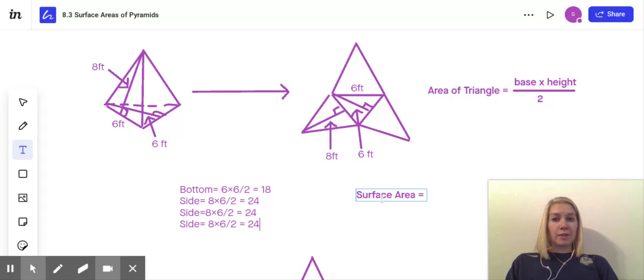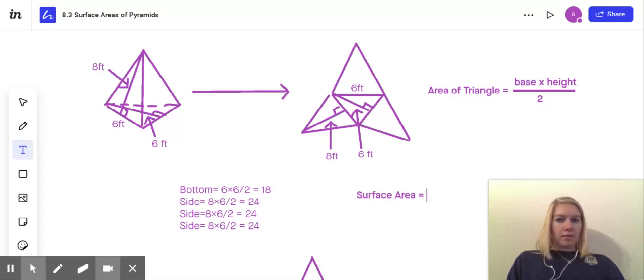Okay, now to find the surface area, we have to add up all of these little areas together. Okay, so we're going to add up 24 plus 24 plus 24, and then plus 18. And I know that's 90. Now we need to label our unit, which is feet squared. Okay, so we could type it like this, or we could use the little exponent for our squared.